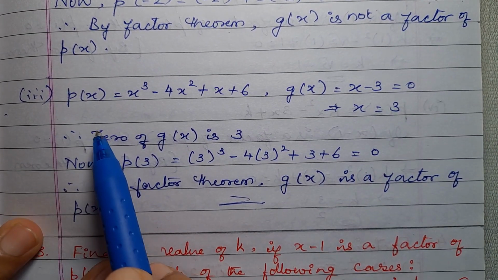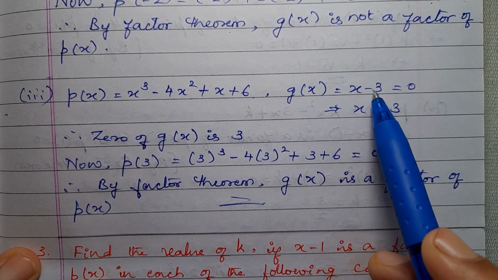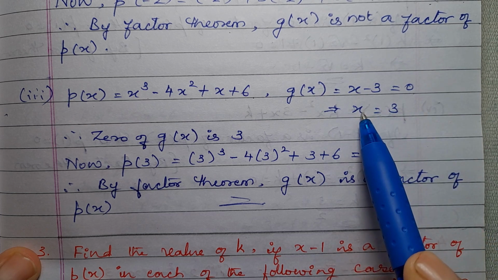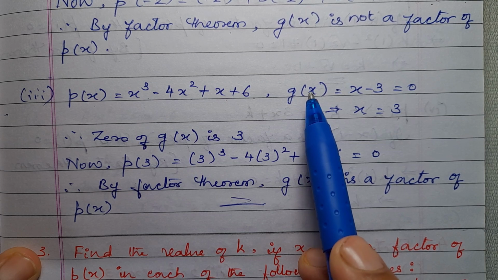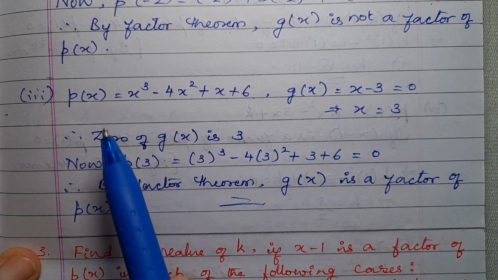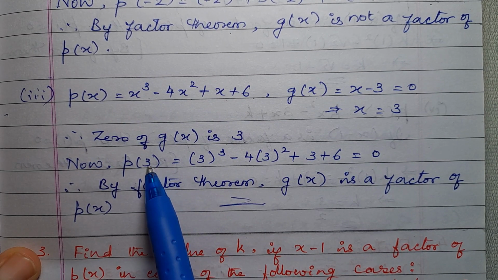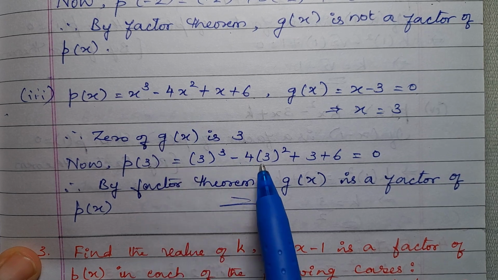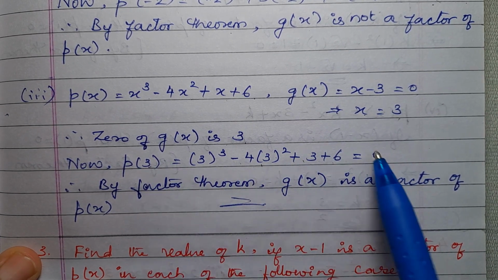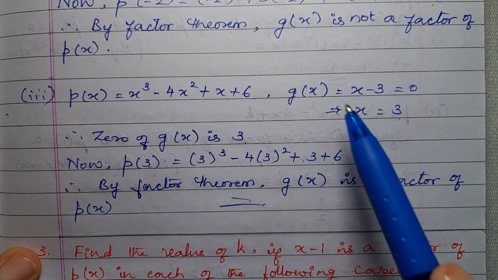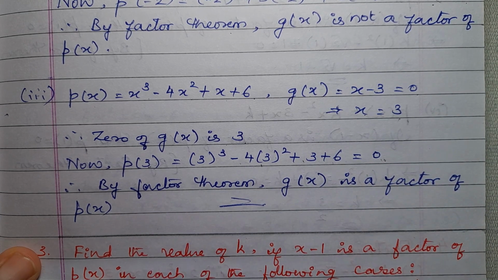Next, third: p of x equal to x cube minus 4x square plus x plus 6. Then g of x equal to x minus 3 equal to 0. So then x equal to minus 3 shifted to the other side becomes plus 3. Therefore the zero of g of x is plus 3. Now in the polynomial p of x, substitute 3 in place of x: 3 cube minus 4 into 3 square plus 3 plus 6. So after simplification we'll get 0. p of 3 is 0. Therefore, by factor theorem, g of x is a factor of p of x. Understood? g of x is a factor of p of x. Okay, thank you so much.